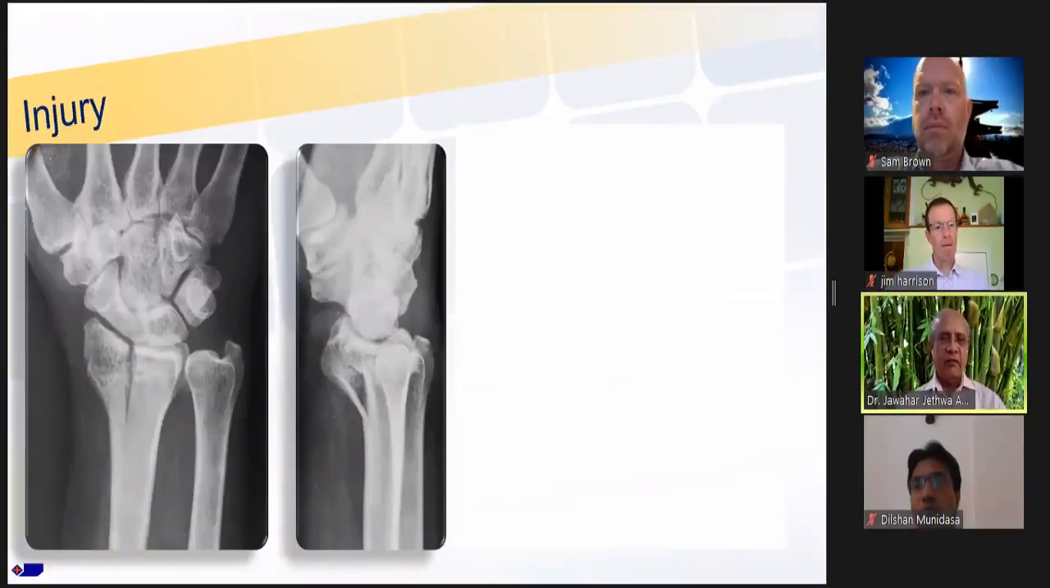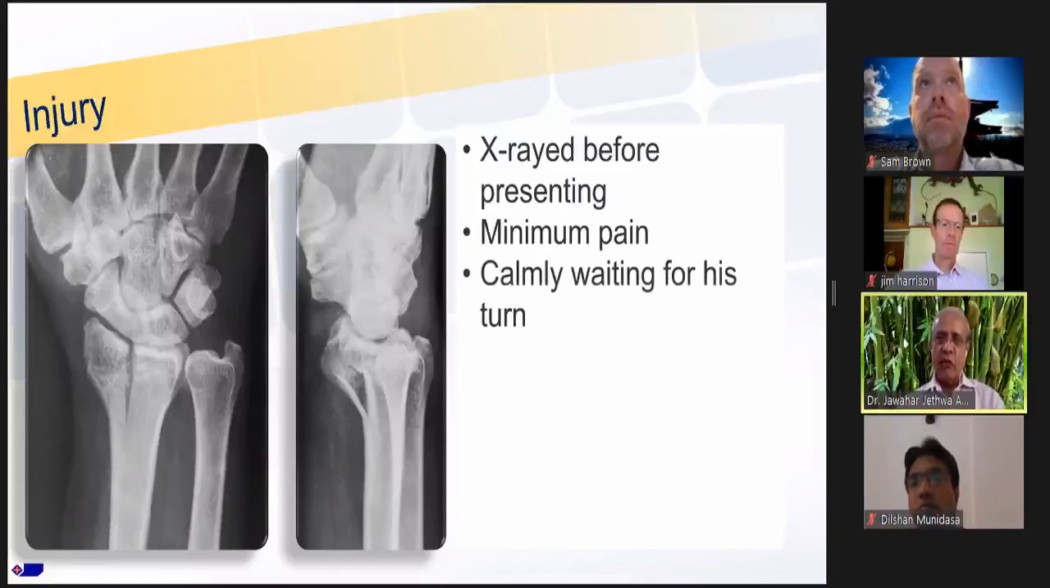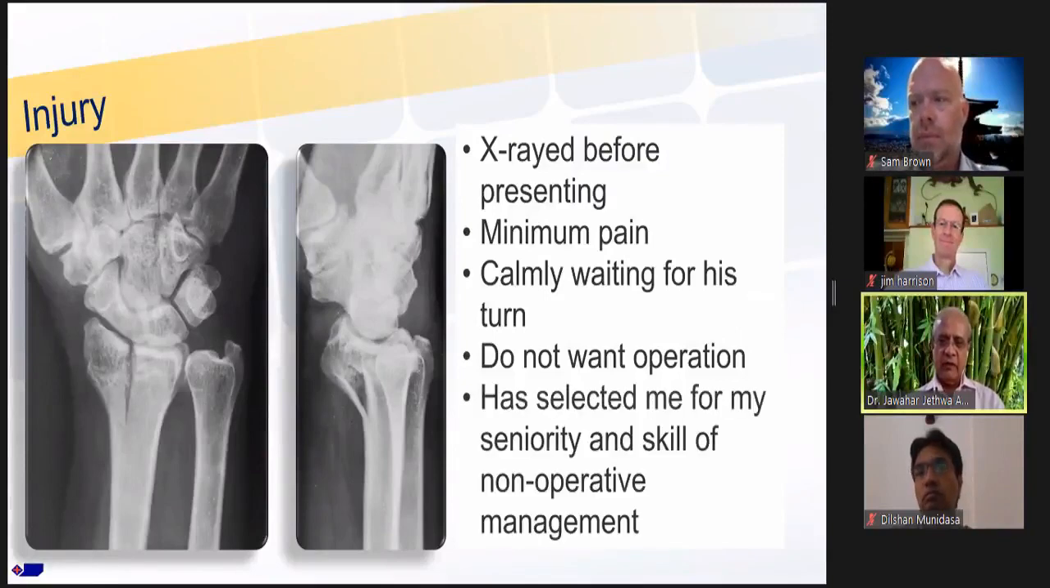And this is his X-ray when he arrived. Before I ask the panelists what can be done, a little bit more information is that this X-ray was taken somewhere else before he reached my clinic. He had minimum pain, and he was very calmly waiting in my waiting room for his turn. When he presented to me, he said, I do not want operation. And he said that he has selected me for my seniority and skill of non-operative management. Now, with this background, let me know from the panelists what can be offered to this patient.